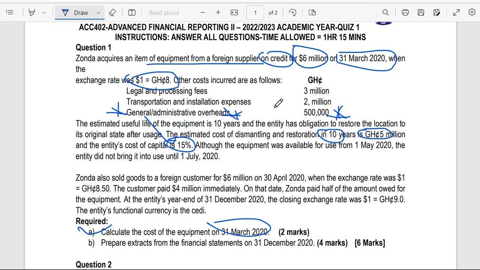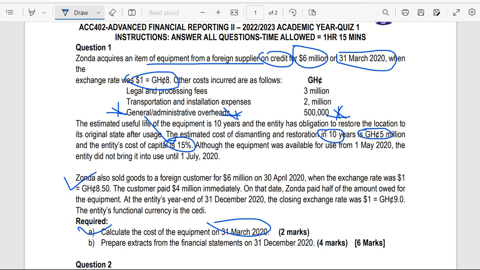So you have to deal with that in the profit or loss as well. So continuing this question, Zonda also sold goods to a foreign customer for 6 million on 30th April when the exchange rate was 1:8.5. You can see that the rate has changed. The customer paid 4 million immediately.